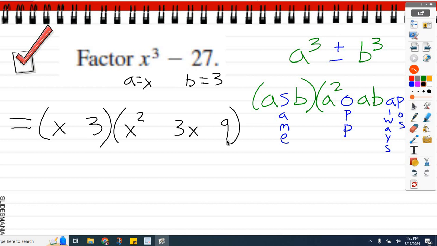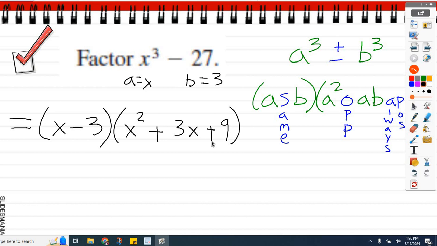Now, what's our original sign? Negative. So that means our first one is the same sign, so it gets a negative. Our second one is opposite, so it gets a positive. And our last one is always positive. Yes? No? If you're good at memorizing formulas, then just memorize the formulas. But for me, it's helpful to remember SOAP because it helps me remember which sign goes where. Sometimes that can get easy to mix up.